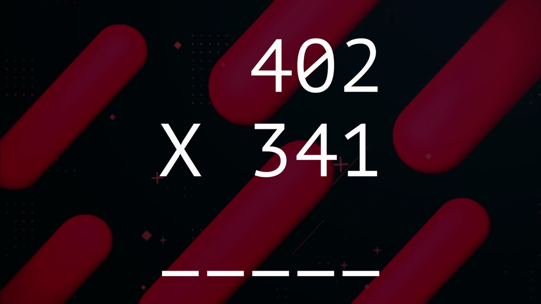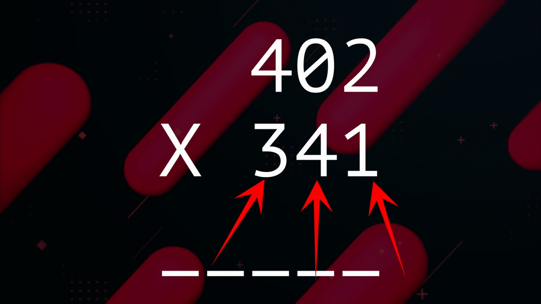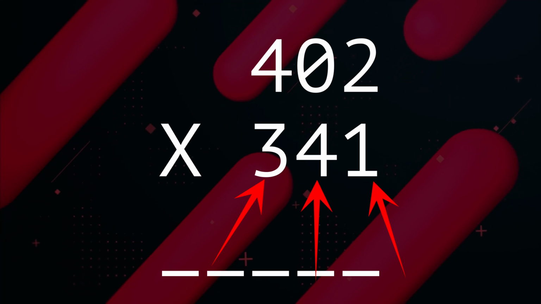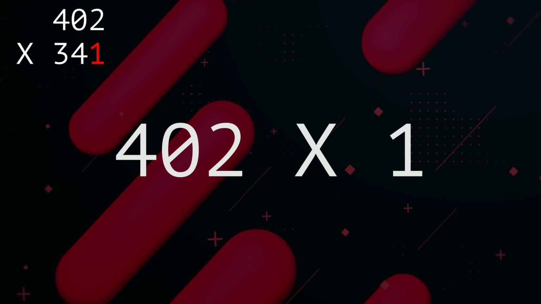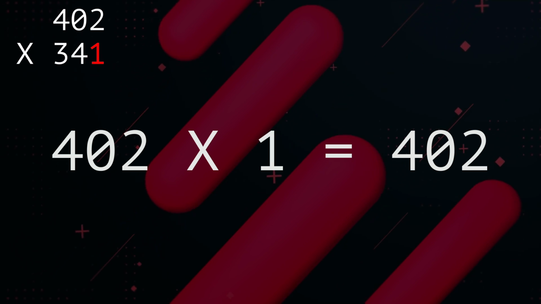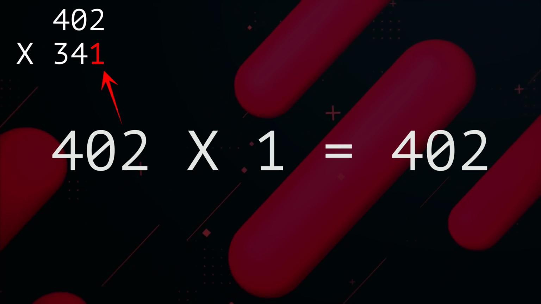402 times 341. Now, what you want to do is multiply 402 times every single number, and then from there, you add everyone's totals to get the final result. Here, let me show you. So 402 times 1. 402 times 1 is 402. Since 1 is in the ones column, you don't add any zeros at the end of it.